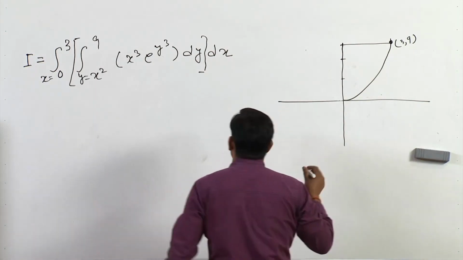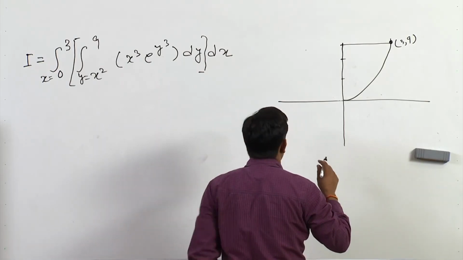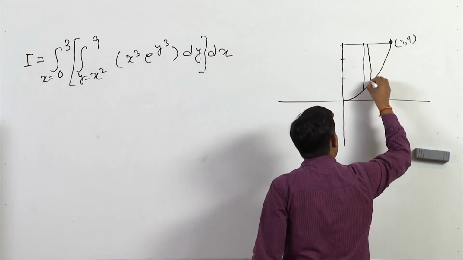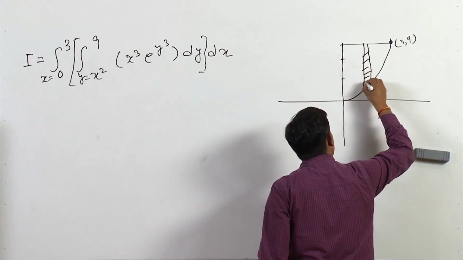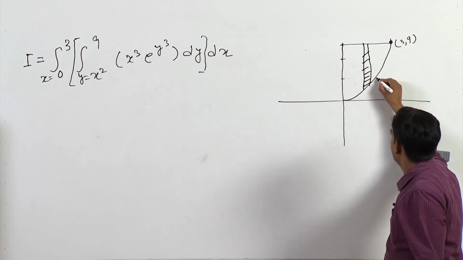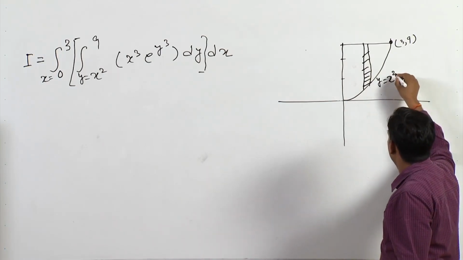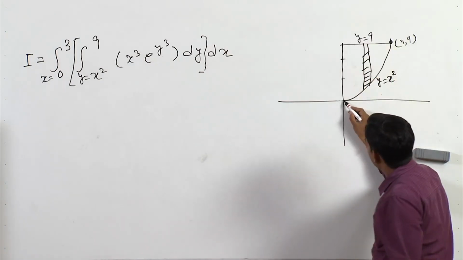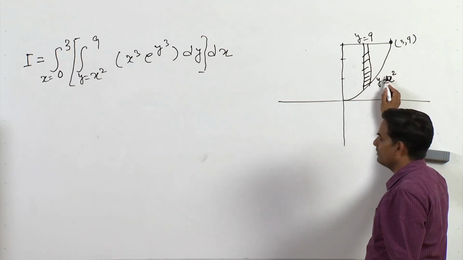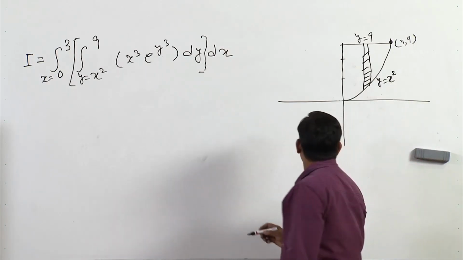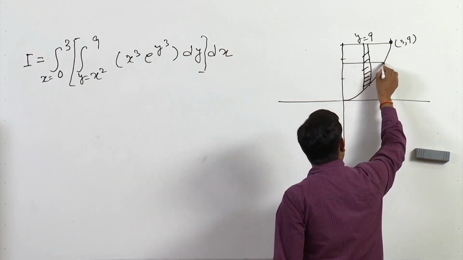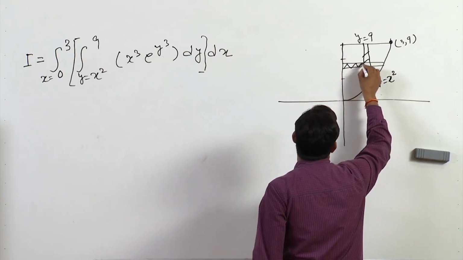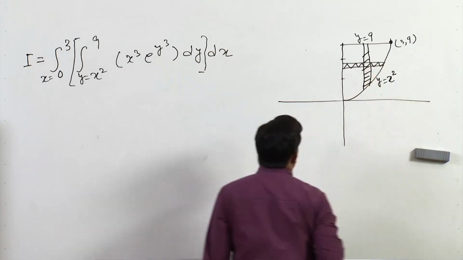Now, according to the given problem, I am taking a vertical strip which has lower limit y equals x square and goes up to y equals 9, with x from 0 to 3. Now, change the order of integration. So, instead of this vertical strip, let us take this horizontal strip.